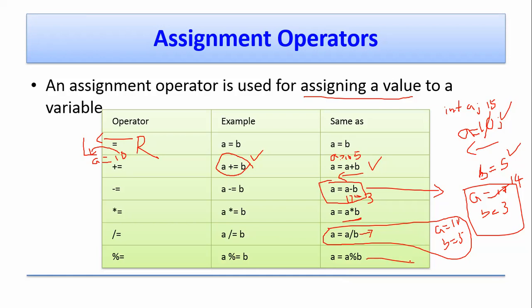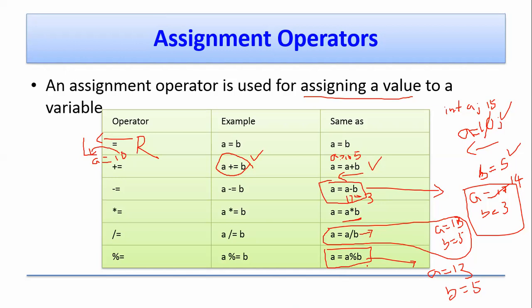So in here, assume A is 13, right? For this expression, say A is 13 and B is 5. Now, what is the value of A and B after this expression? A is 13, B is 5. What is the value of A? What is the value of B? A is 3, B is 5. Yeah, correct.